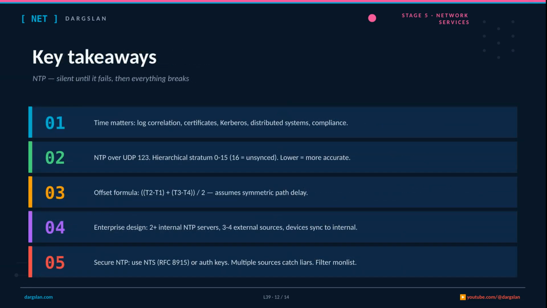So let's pull the whole lesson together into 5 things worth remembering. First, time matters. It's the invisible glue under log correlation, certificates, Kerberos tickets, and compliance audits. Second, NTP runs over UDP 123 with a stratum hierarchy from 0 to 15 and 16 meaning unsynced. Third, the offset calculation assumes a symmetric path. When that breaks, so does your accuracy.